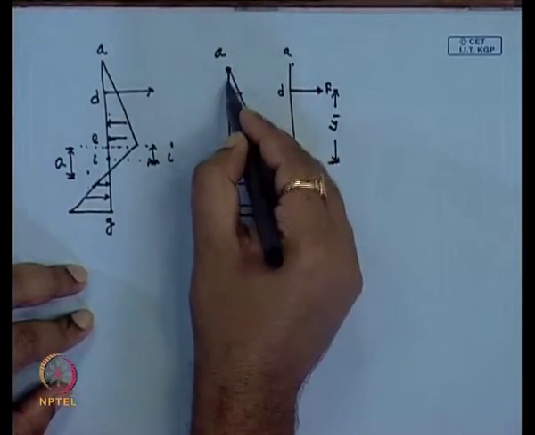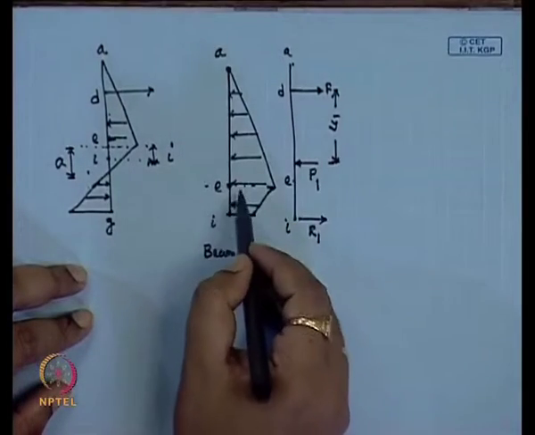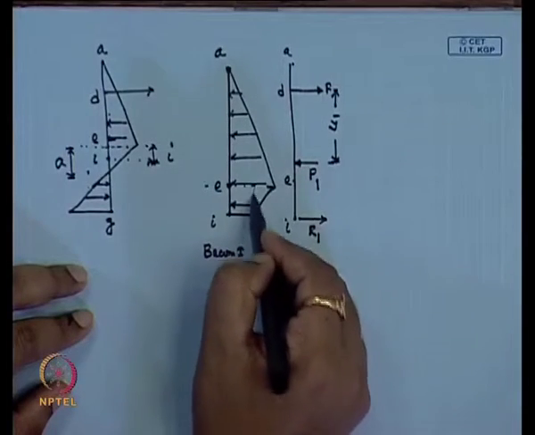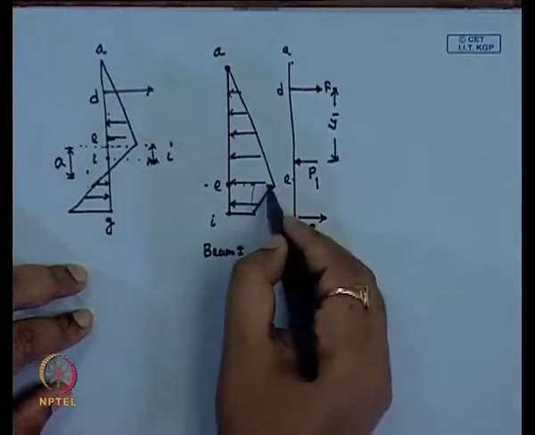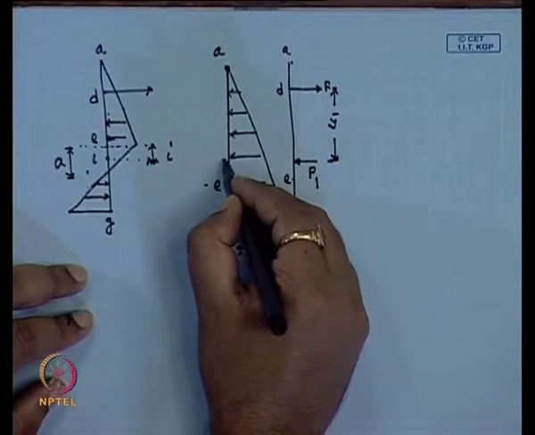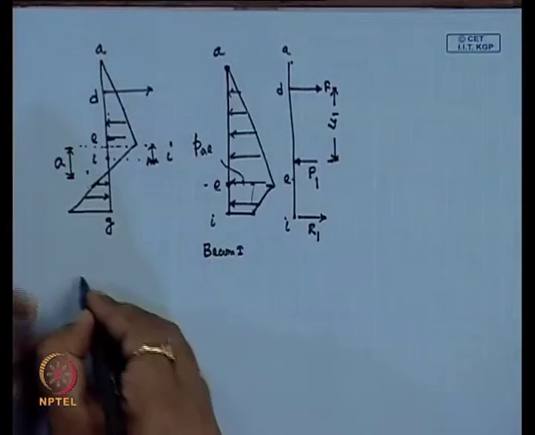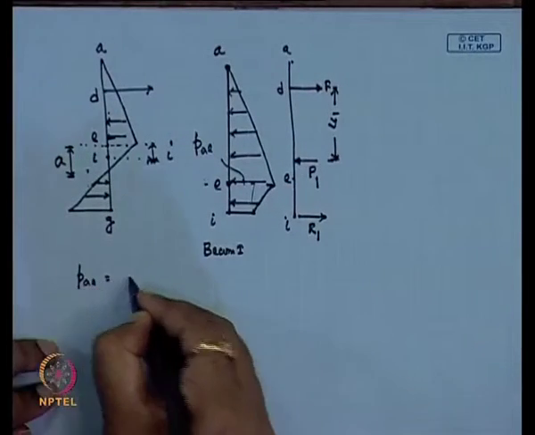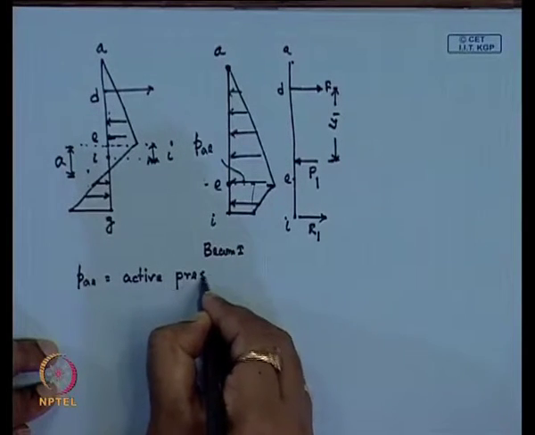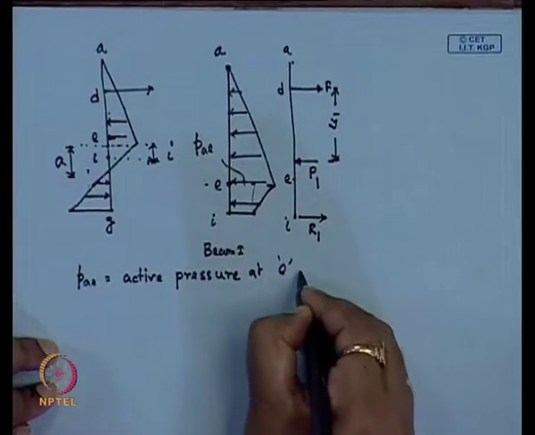P1 is the total force acting due to this zone from A to I. We can divide it into one triangle, another triangle here, and one rectangle, and then we can calculate what the forces are here. So, suppose this portion is PAE. PAE is equal to the active pressure at the E level, or E point.